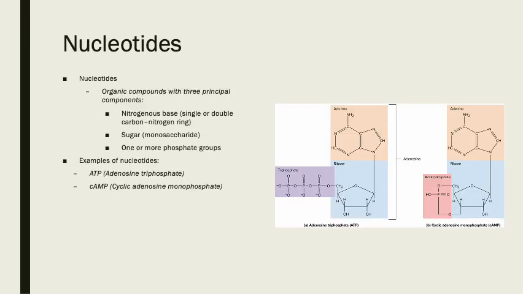All right, so the next macromolecule is a nucleotide. A nucleotide is an organic compound with 3 very specific components: a nitrogenous base, a sugar, and at least 1 phosphate group. Okay, so some examples of nucleotides are ATP, or DNA. ATP is adenosine triphosphate, and it is energy for our bodies. This is what energy comes from.